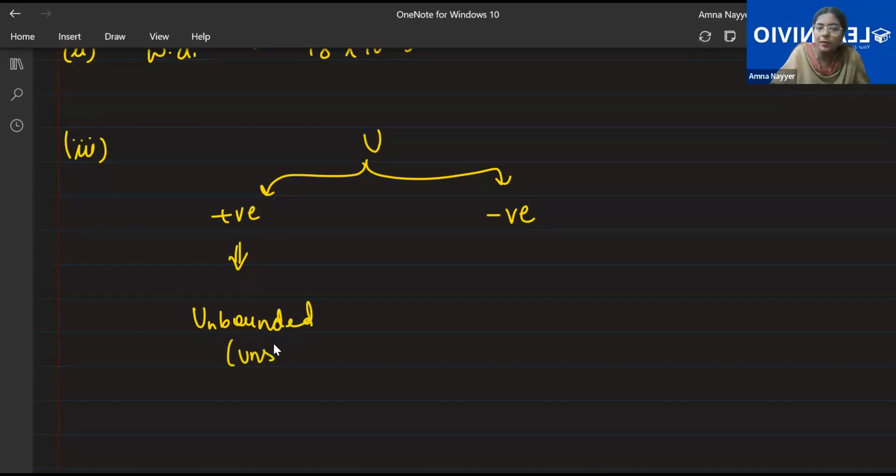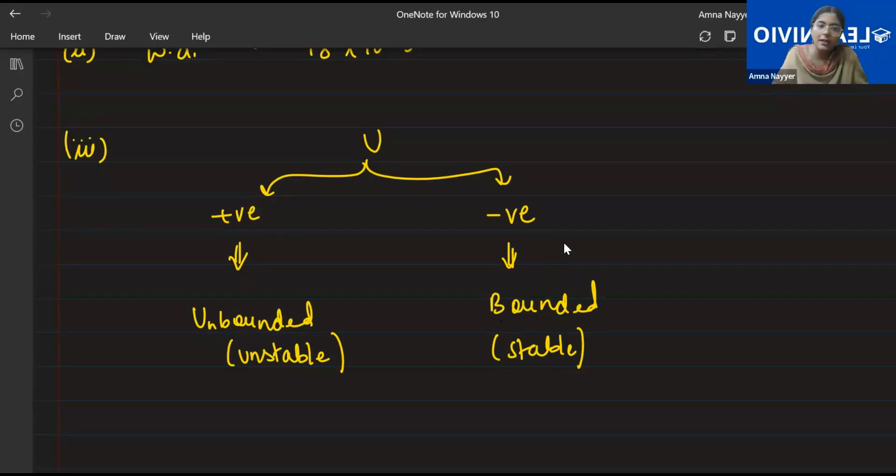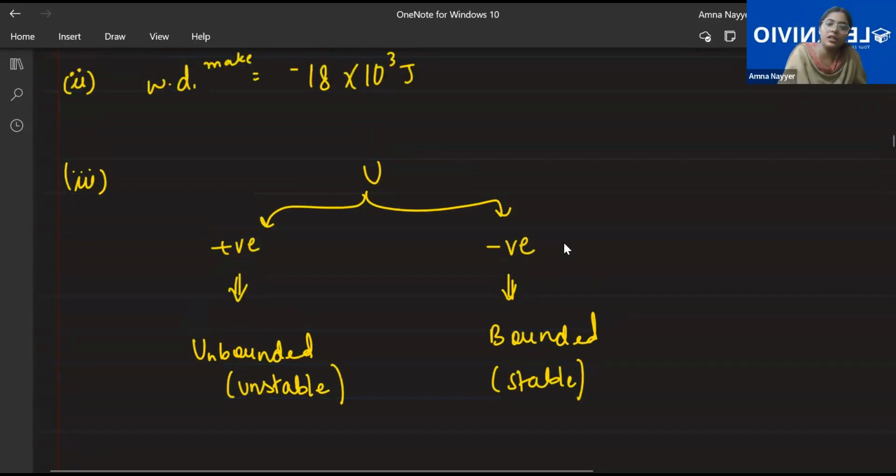Unbounded means unstable. Positive potential energy is not good for the system. Negative potential energy means it is bounded. Bounded means it's a stable system. That is the potential energy, because negative shows attraction between two quantities, and potential energy is all about the attractive forces, conservative interactions. That's why negative potential energy.